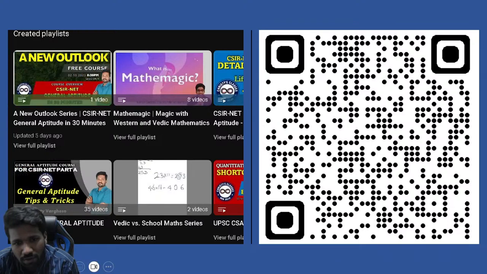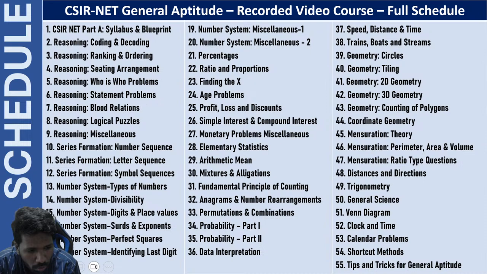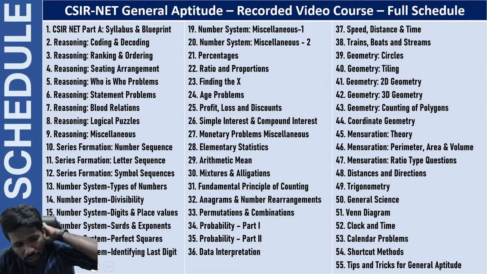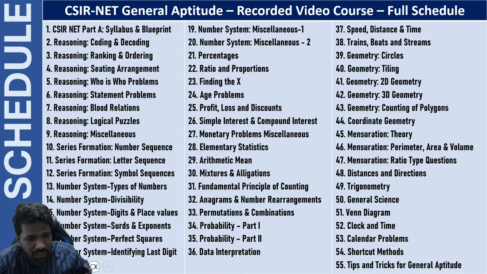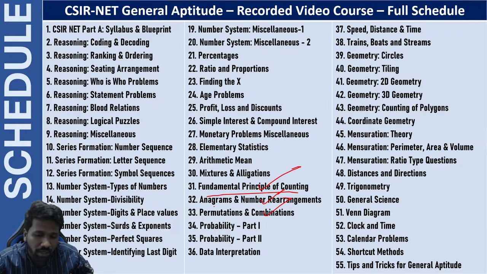This is the full schedule. There are 2 more lectures we will be adding in this schedule to cover 2 more important areas which I haven't mentioned in the schedule. For example, permutation combination has 3 different topics: fundamental principle of counting, anagram and number rearrangement, and permutation combination.